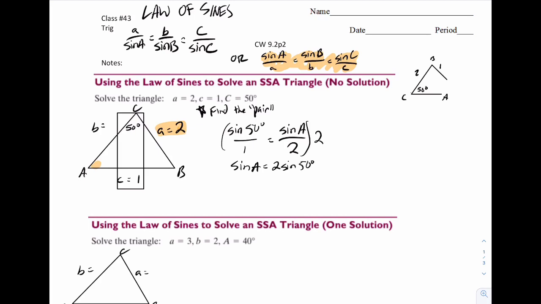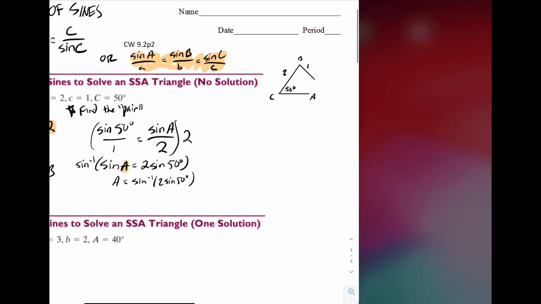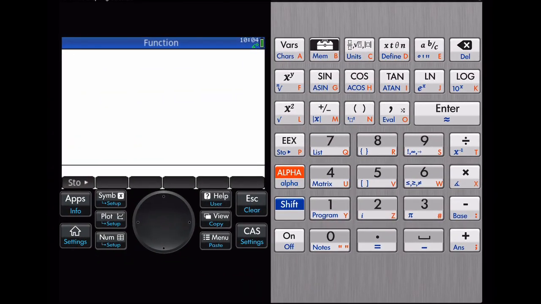Now to get rid of a sine, because notice how we're trying to figure out what this A is, we have to use sine inverse. So simply sine inverse both sides like that. So A should be the sine inverse of 2 sine 50. So let's go to our calculator. So for sine inverse, what you have to do is hit shift sine. So there's your arc sine or A sine. Make sure your top right is in degrees. And we're going to plug it in. So arc sine or sine inverse of 2 sine 50.